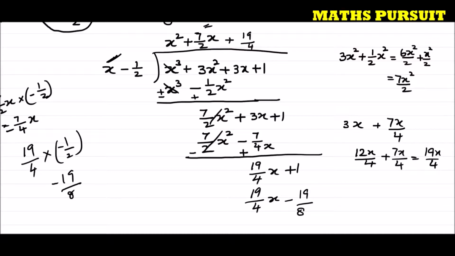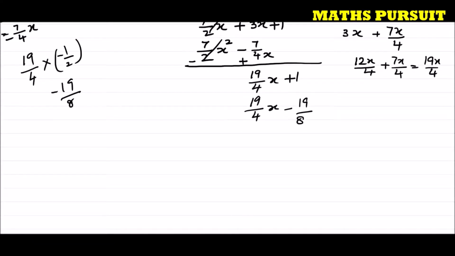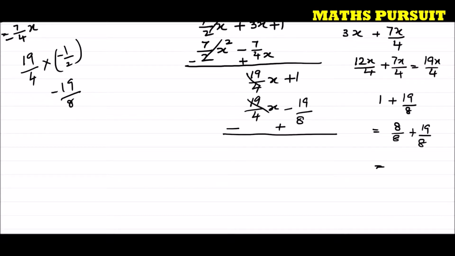Now let us solve this one further. If we solve, what are we getting? Subtract: 19 by 4x minus 19 by 4x becomes 0. Then here we have 1 plus 19 by 8, that is equal to 8 by 8 plus 19 by 8, which is 19 plus 8, that is 27 by 8. So we are getting the remainder as 27 by 8.